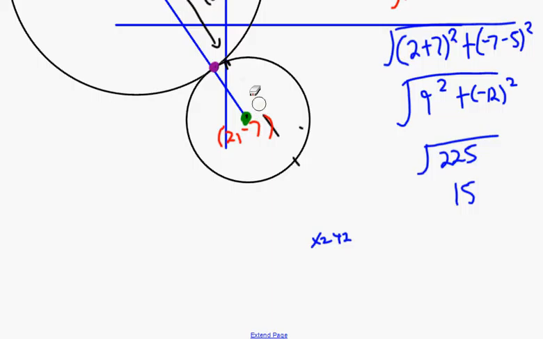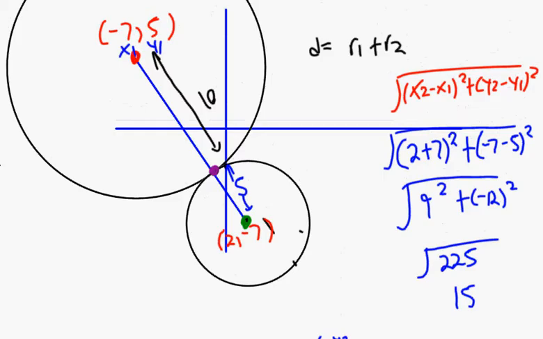Okay, so have we proved that they touch externally now? The small one has a radius of 5, the large one has a radius of 10. 10 plus 5 is 15, and both radiuses added together give us that. The distance between the 2 points is 15, and one radius is 10, the other radius is 5. 15 equals 15. They touch externally.